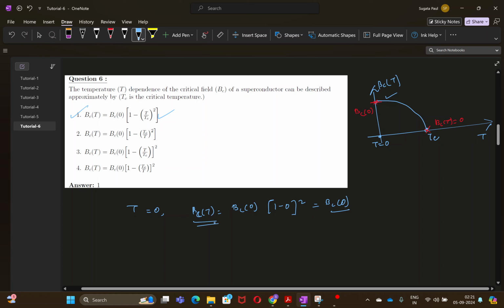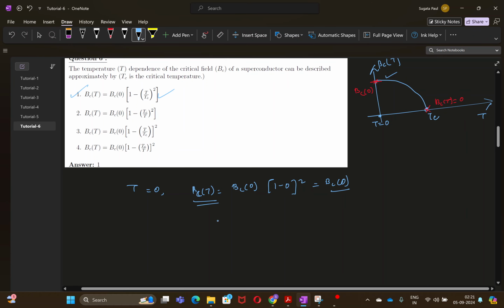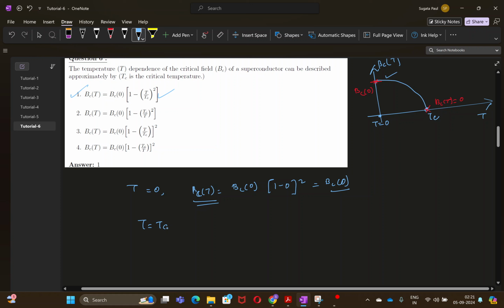That means that if you are at 0 Kelvin temperature, then the critical field value at that temperature is the same as the critical field value at 0 temperature. That's why both of them are equal. But if you are at TC of the material, then this term T by TC becomes 1. So your 1 minus 1 becomes 0. In that case, BC(T) equals BC0 into 0 equals 0.